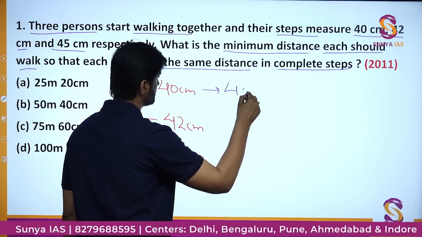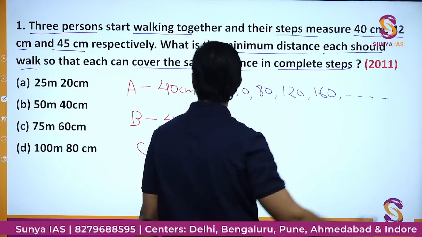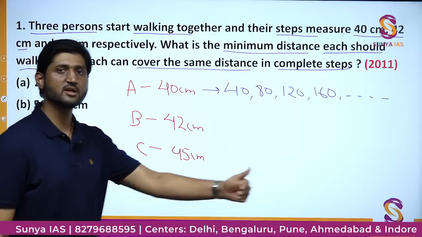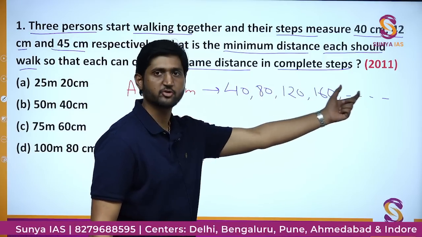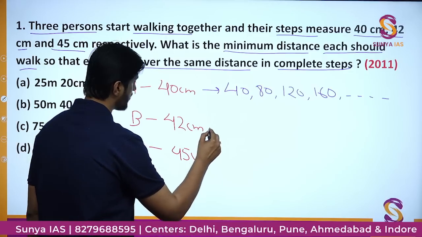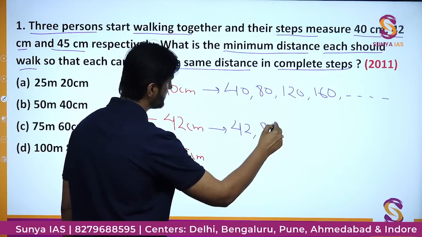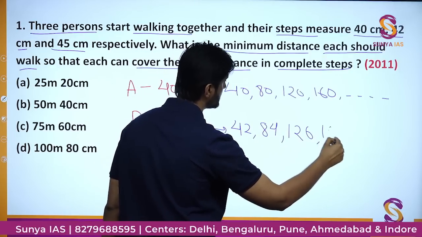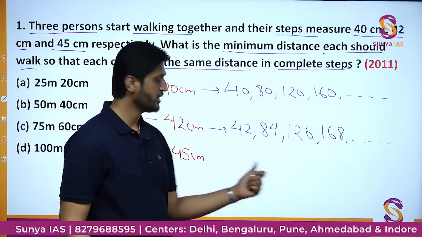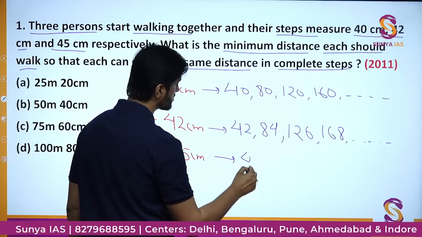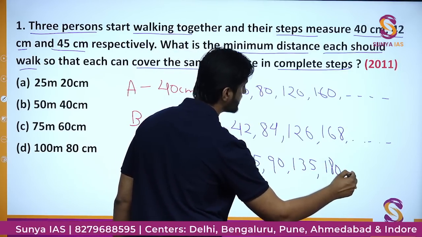So you will get 40, 80, 120, 160 and so on, such centimeters as the distance he is covering in 1 step, 2 steps, 3 steps, 4 steps and so on. Similarly, if there is 42 centimeter, it will walk in multiples of 42: 42, 84, 126, 168 and so on. So in each step he is going to cover a multiple of 42. Similarly, if we talk about 45, the discussion will be the same: 45, 90, 135, 180 and so on.